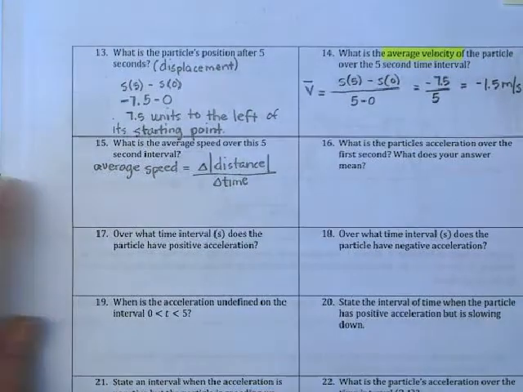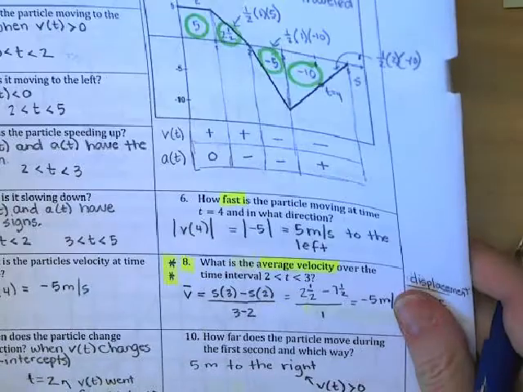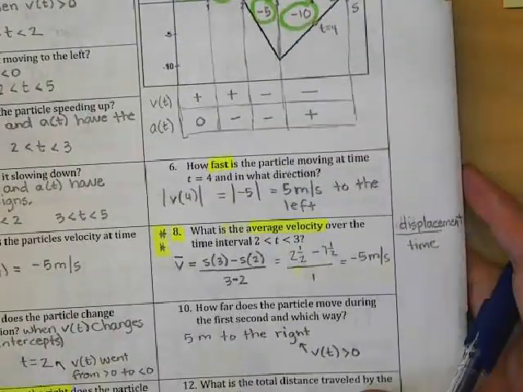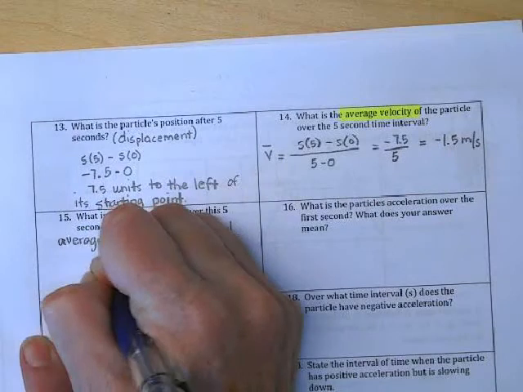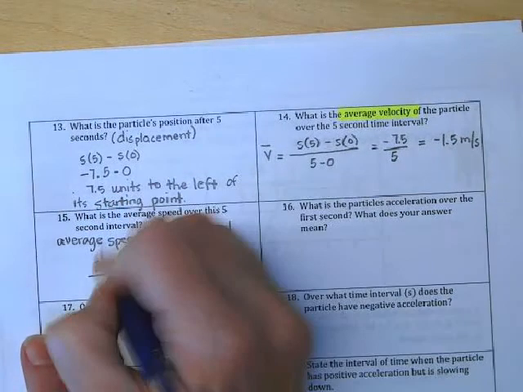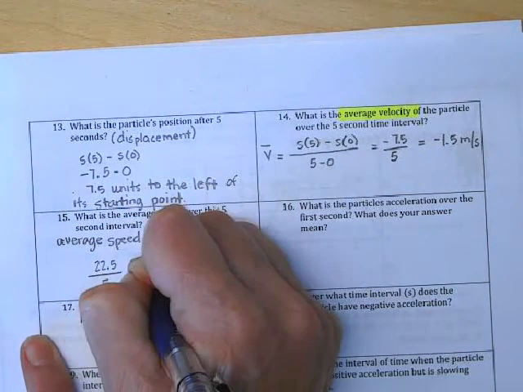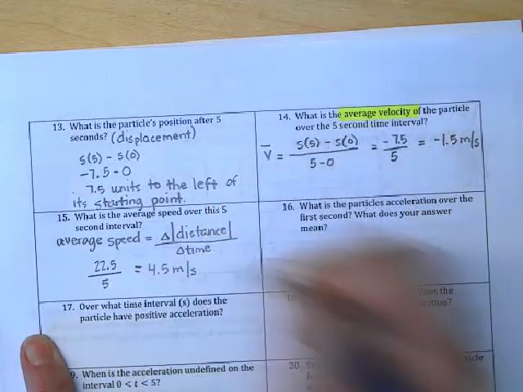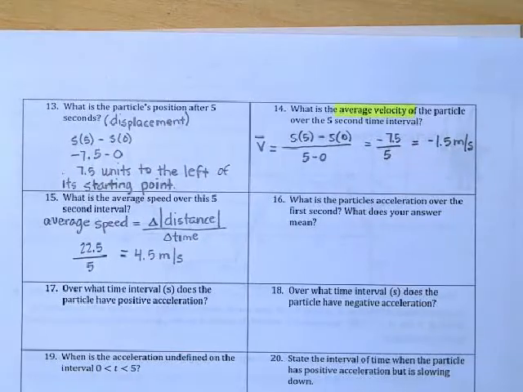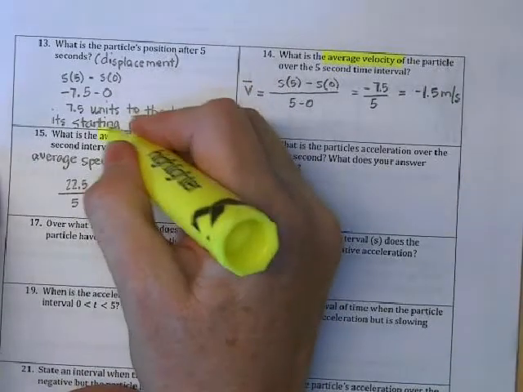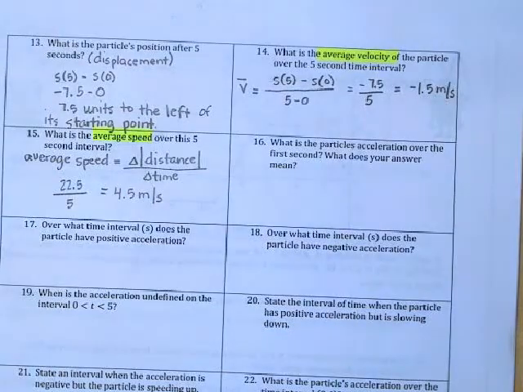Okay, so the total distance, we already figured that out. The total distance that we went was 22.5 meters. And we went over 5, which gives us 4.5 meters per second. So just watch out for average speed versus average velocity.